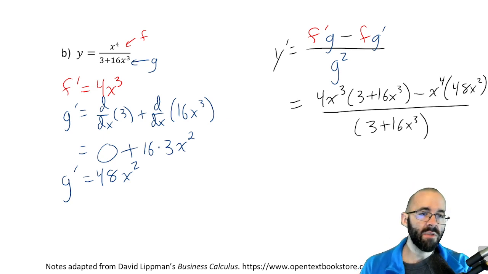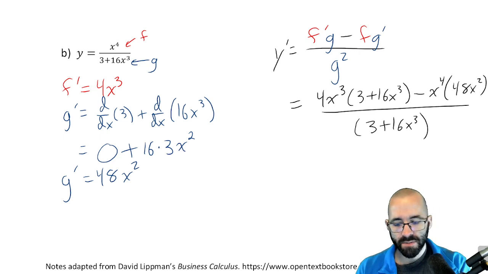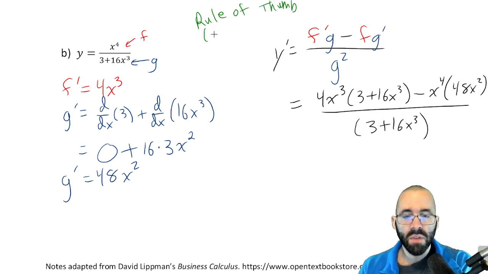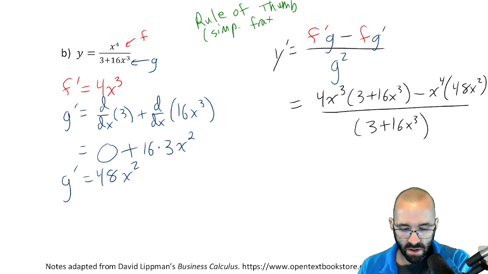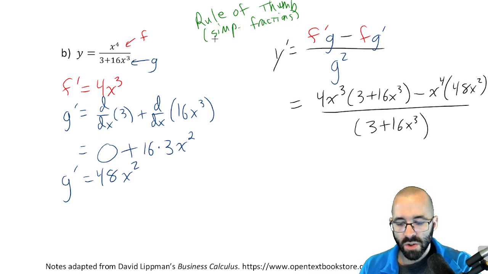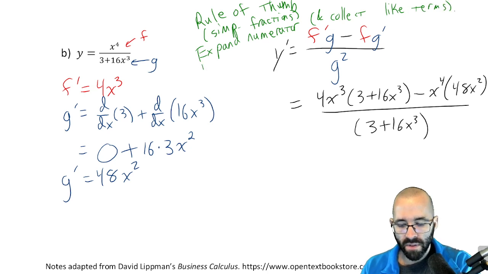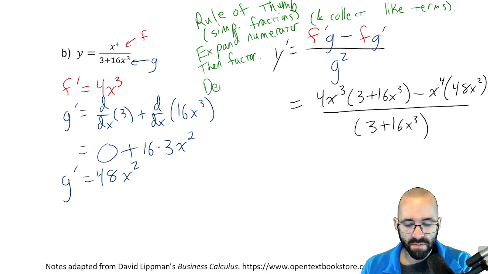As a general rule of thumb for rational functions and simplifying fractions, you may or may not be familiar with this, a rule of thumb for simplifying fractions is to expand the numerator and collect like terms. Then factor again. The denominator, just keep it factored.